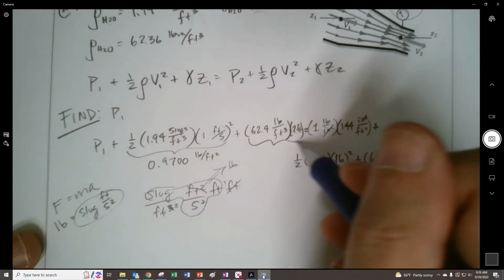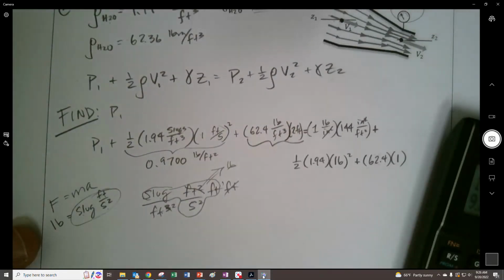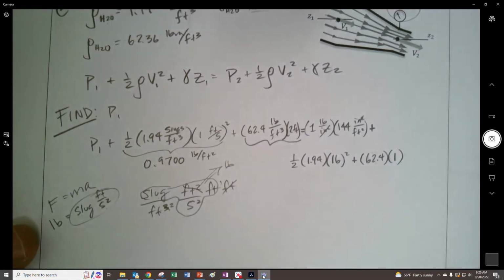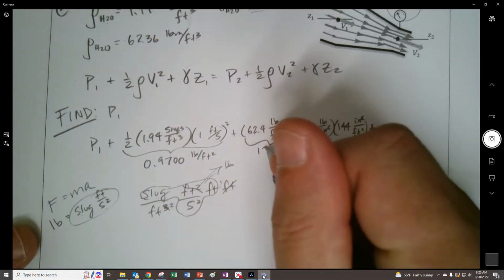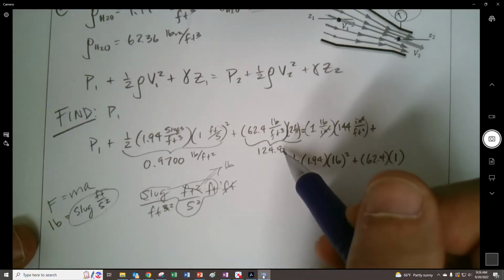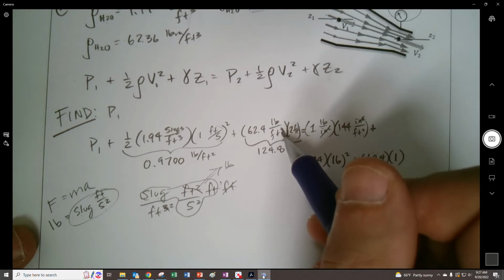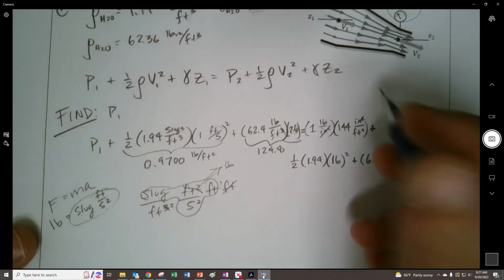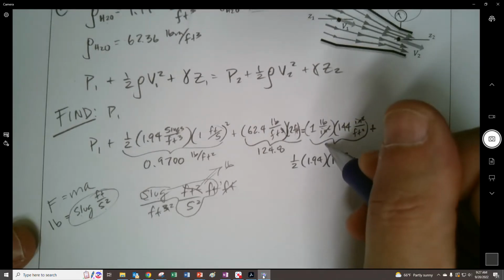This guy right here, you can see that he's going to be 62.4 times 2, so 124.8, which we should do in our heads, right? And you can see that that foot from that is going to get rid of one of these, so that's also pounds per square foot. And then over here, you can see that this is 144.